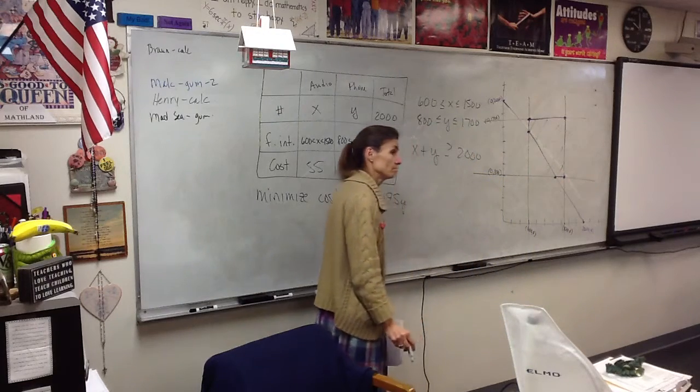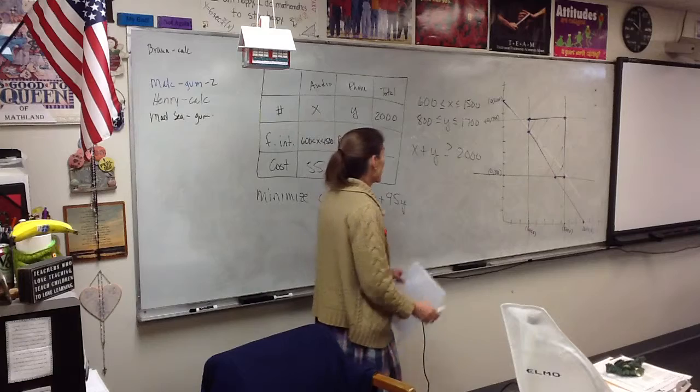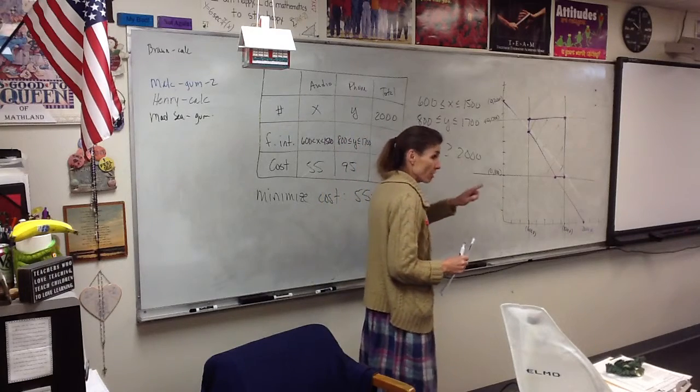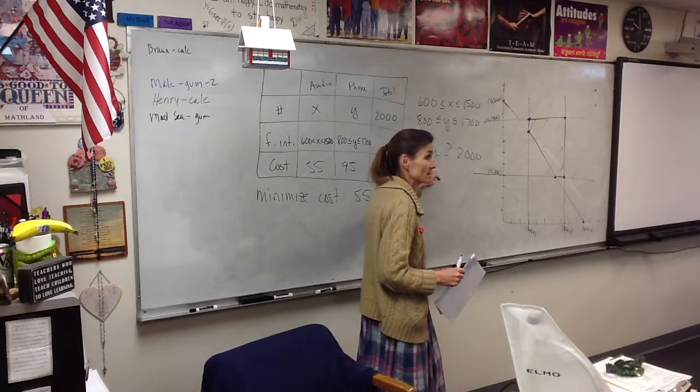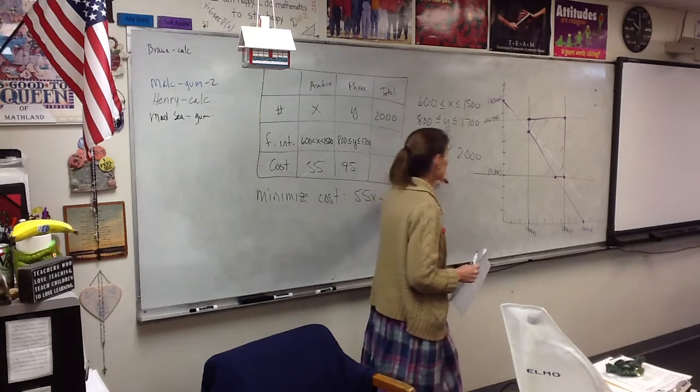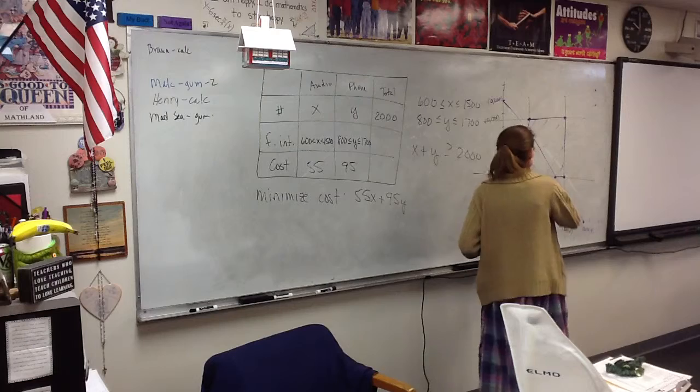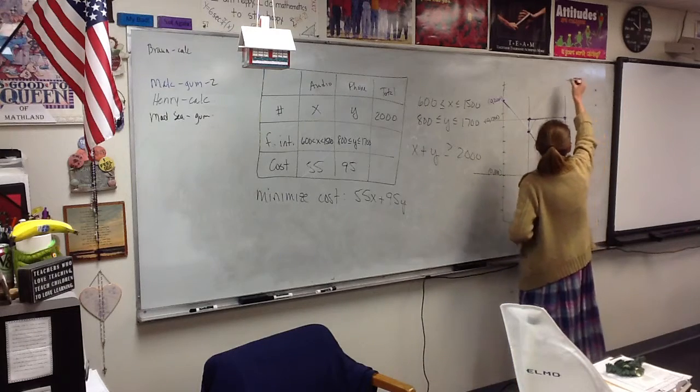Wait, I thought we were trying to minimize. Okay, but the equation, we are, but we're not ready for that yet. The equation is at least 2,000. Gotcha. So I'm graphing this equation. Gotcha. Now, when I find all of these points, I'll look for the lowest value. Gotcha.